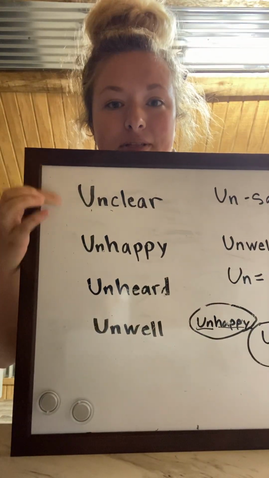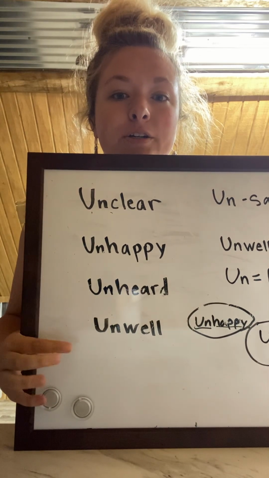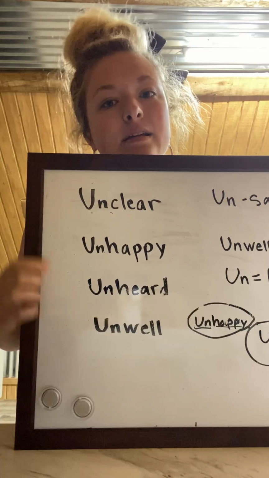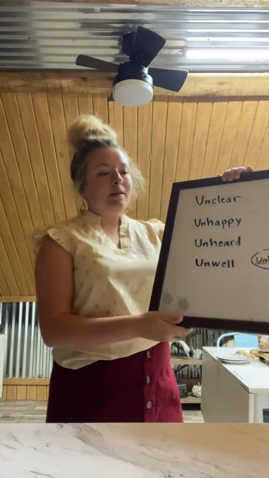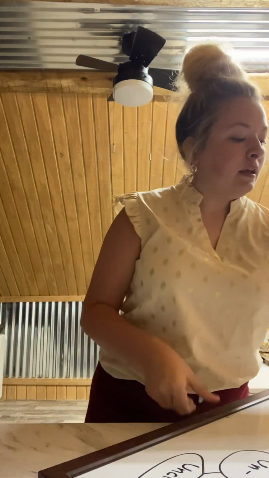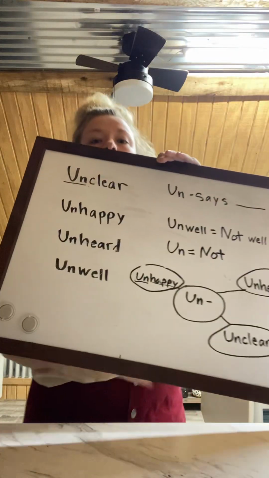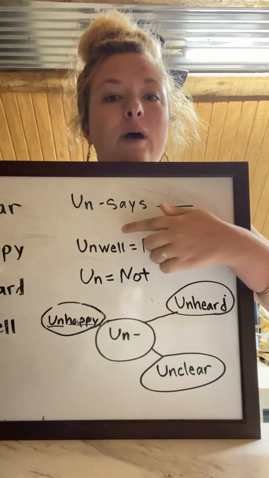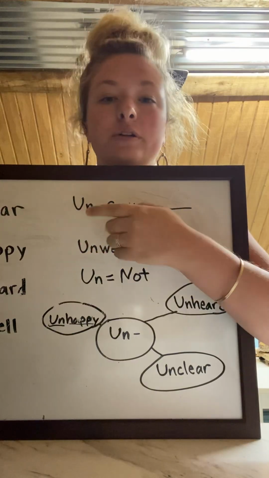First, I will present my students with 4 words right here: unclear, unhappy, unheard, unwell. And I would like for my students to look at these words and decide what all of these words have in common. So, we will figure out that each of these words begins with un. Then I will ask my students to pronounce these words. I may ask them to pronounce it to their neighbor or to themselves.